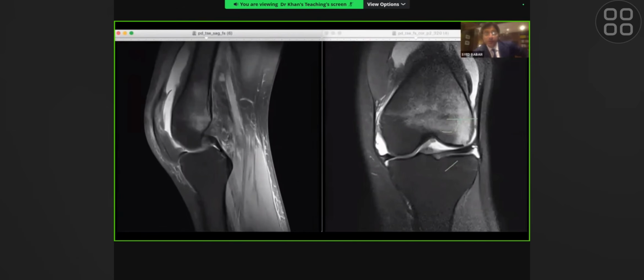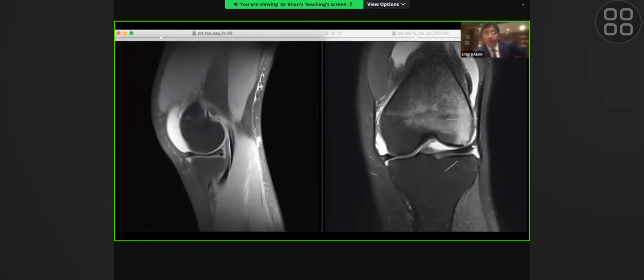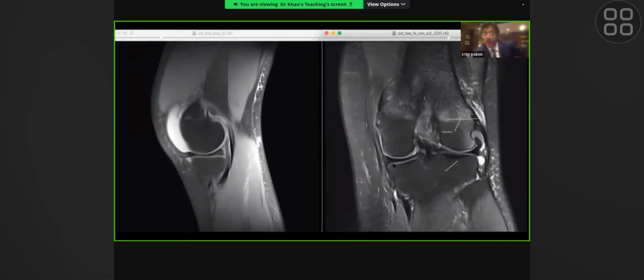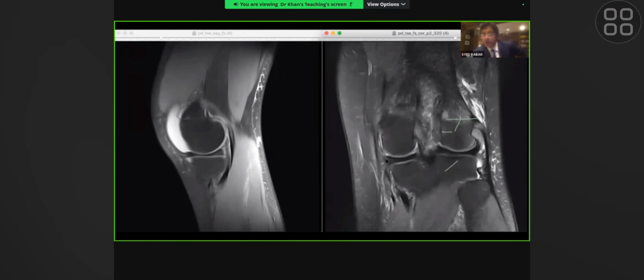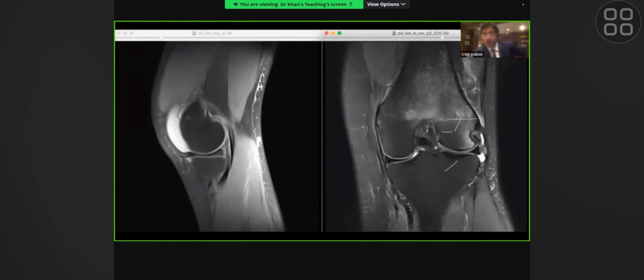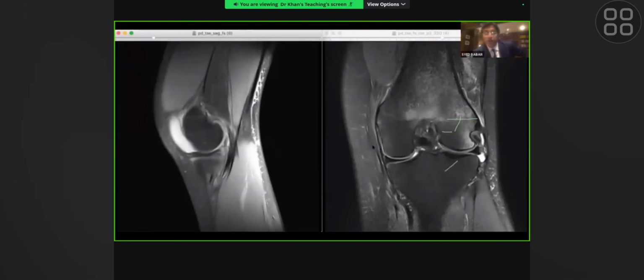And I also agree the PCL looks fine and the posterior joint capsule looks okay. The medial meniscus shows myxoid degeneration, as you very rightly said, because you've got the coronal sequence to look at and there's convincingly no tear visible. You do see that there is a bit of myxoid degeneration.